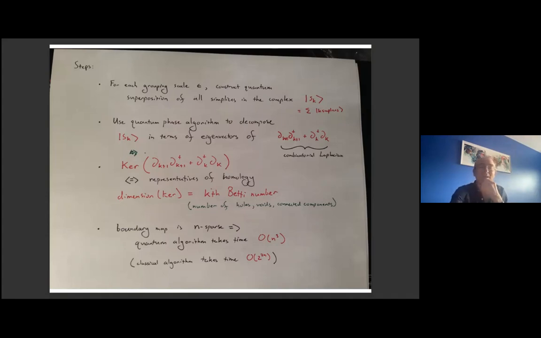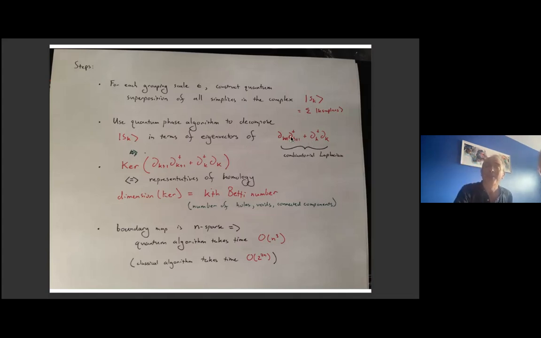And now what we do is we are using the quantum phase estimation algorithm to decompose S sub k in terms of the eigenvectors of what is called the combinatorial Laplacian. So the combinatorial Laplacian, there are 2 terms in it. Let's look at the k term. The boundary map maps things down from that level k to dimension k minus 1. And then the adjoint map maps them back up to level k.